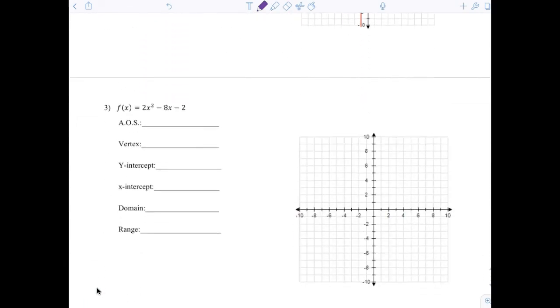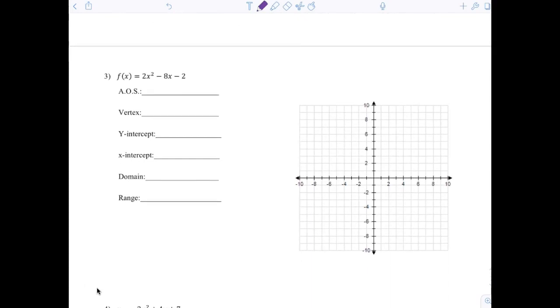Okay, so what I want everybody to do right now is try number 3. Do it on your own.